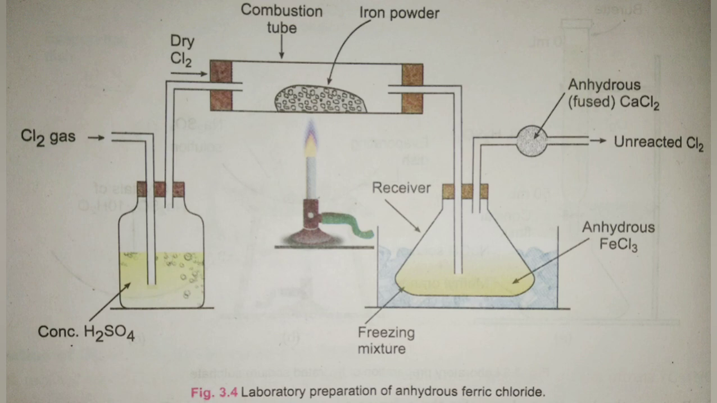The anhydrous calcium chloride is used to prevent the entry of moisture inside the receiving flask because of the capacity of calcium chloride to absorb moisture, which protects the ferric chloride from moisture, as ferric chloride is highly deliquescent. So this is the preparation of ferric chloride.